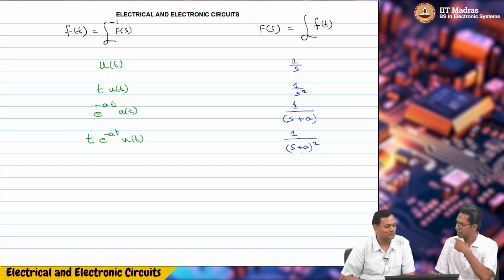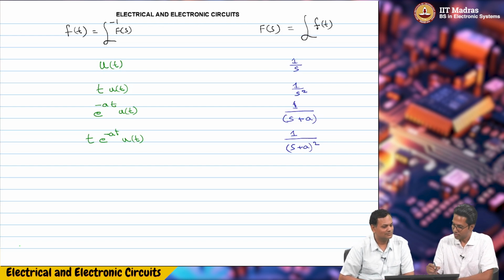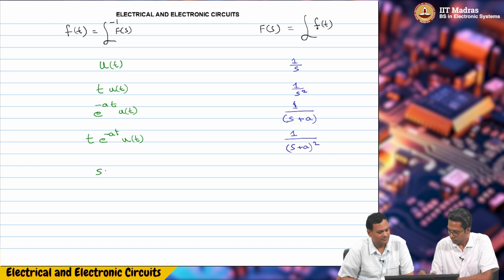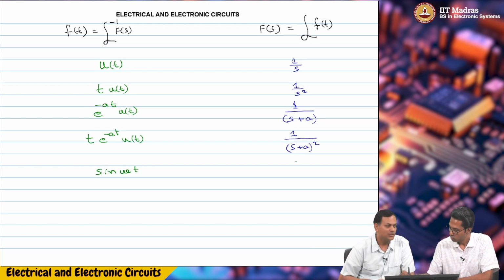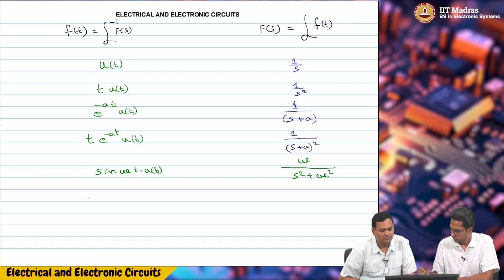Now maybe we should write, I think we have done it for sine wave also. Sine and cos we have done. Sine omega t u of t, I think, is what we did. This was omega by s squared plus omega squared. Similarly, cos omega t.